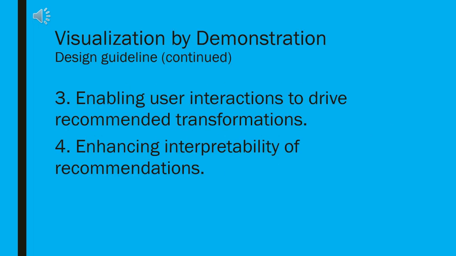The third guideline is enabling user interactions to drive recommended transformations. This means based on users' action, the system needs to change the visualization accordingly. The fourth guideline is enhancing interpretability of recommendations. This means the recommendation system needs to provide reasonable adjusting results.